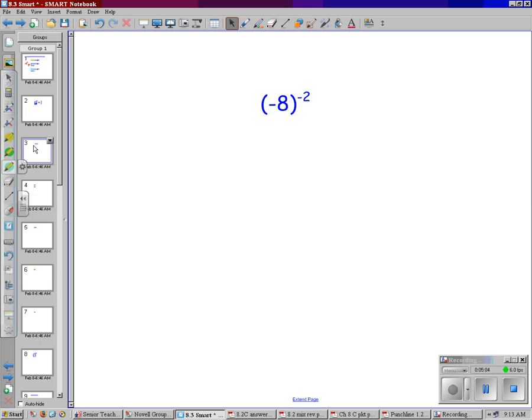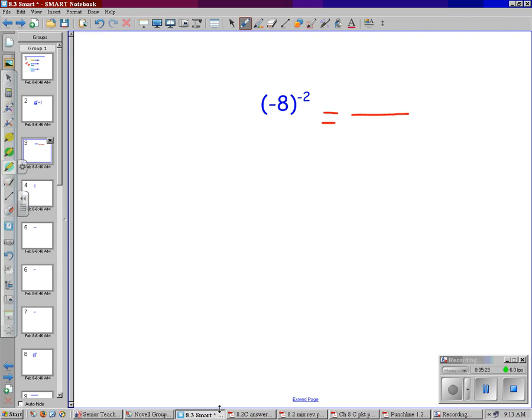Negative 8 raised to the negative second power. We are going to rewrite this problem so that it has positive exponents, and then we're going to simplify it the rest of the way. The first thing we're going to do is draw a fraction bar line.